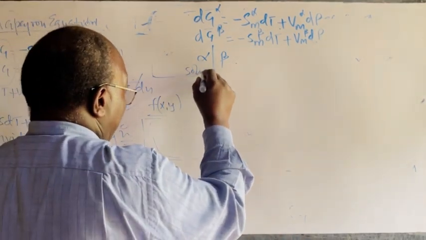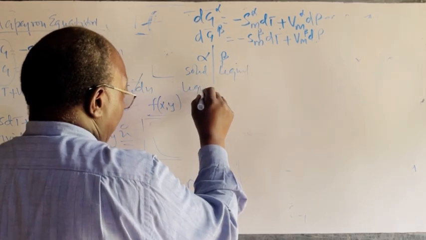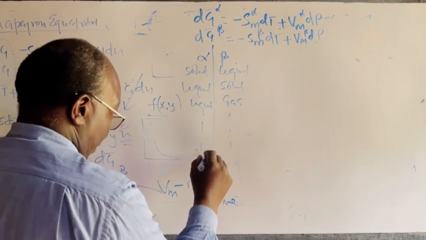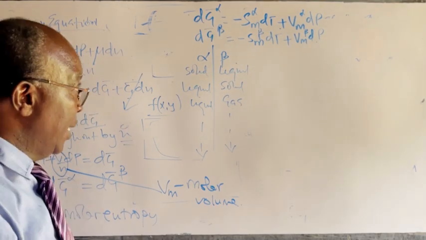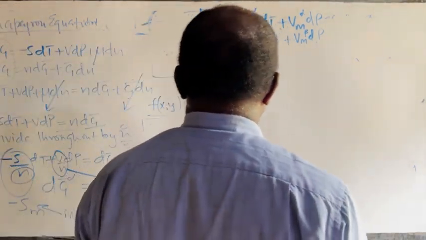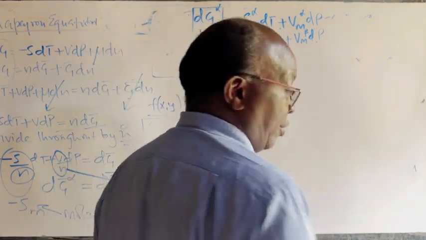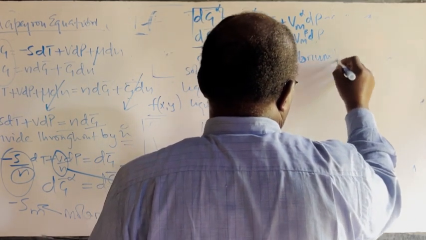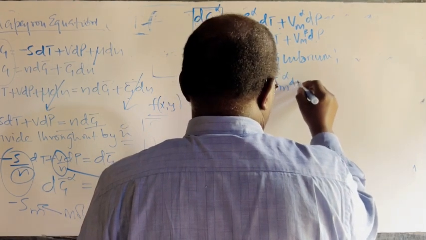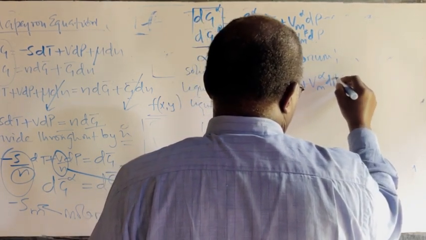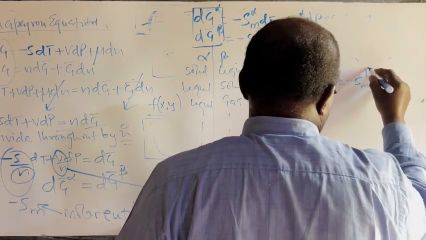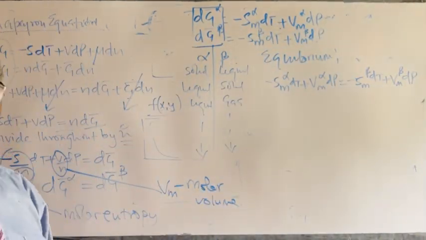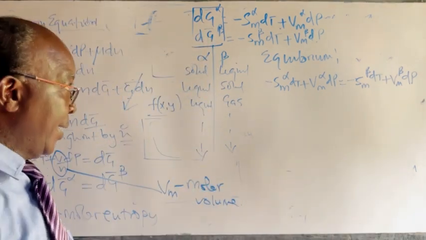It can be solid in equilibrium with liquid. It can be liquid in equilibrium with solid. It can be liquid in equilibrium with gas, and so forth. All we are talking about are the phases which are coexisting in equilibrium. Now, if we rearrange these quantities, because we say the two are equal since they are in equilibrium, then minus Sm alpha dT plus Vm alpha dP equals minus Sm beta dT plus Vm beta dP. The phases are coexisting in equilibrium, so the chemical potentials are the same.